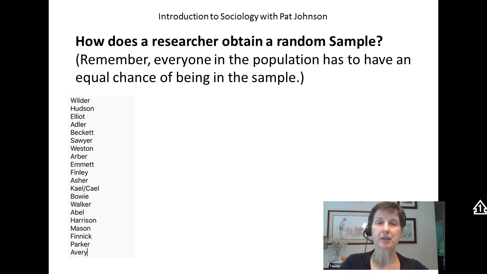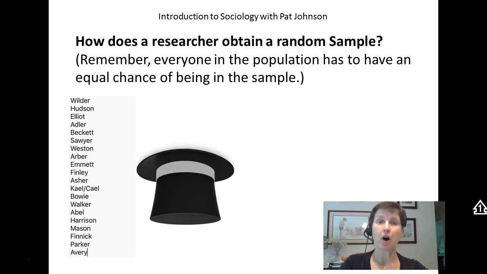Let's suppose we take that list and print it out on paper. Then we take scissors and cut up the list so that everybody's name is on one slip of paper. Then we put all those names into a big hat. We mix up all the names in the hat, and then we draw out our sample size. That would be a random sample, where everyone in the population has an equal chance of being picked.